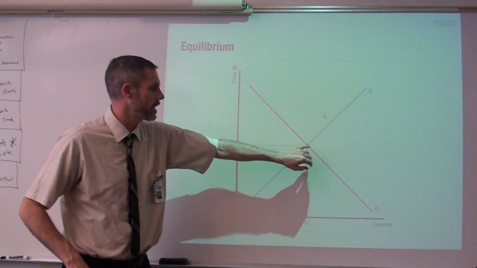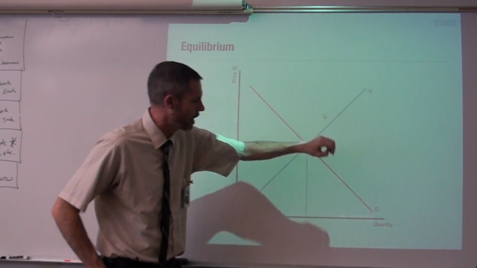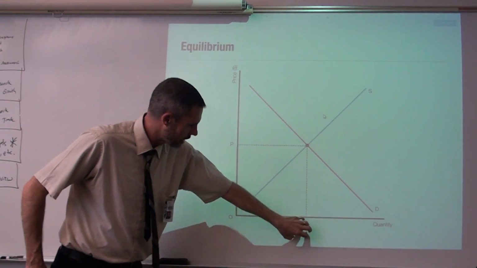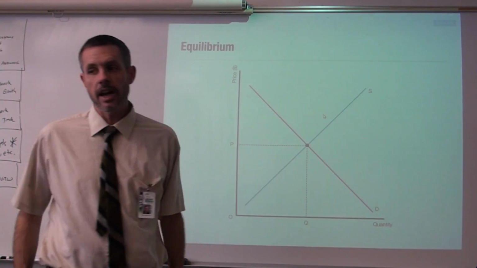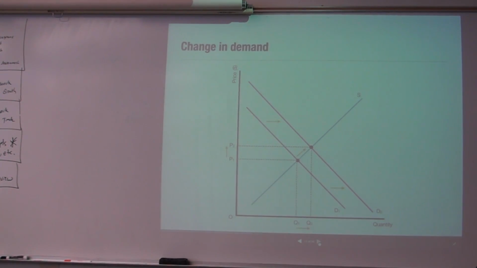So equilibrium price is where the supply curve and the demand curve meet. Remember, you label the vertical price, horizontal quantity. Give us labels on every single line that we draw. You have to have supply, demand, equilibrium down pat for AP microeconomics.